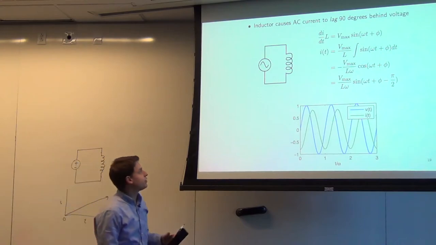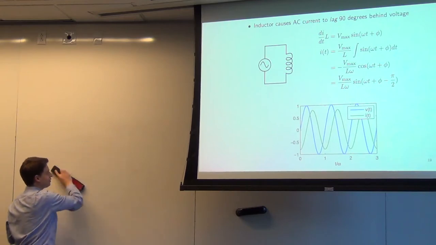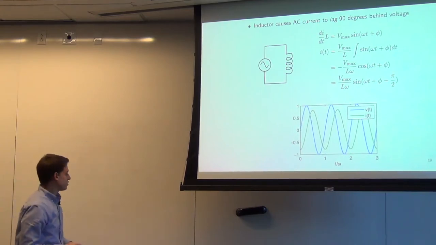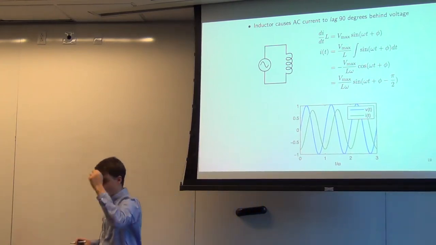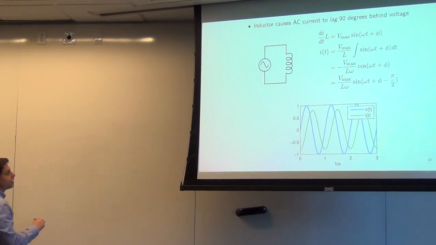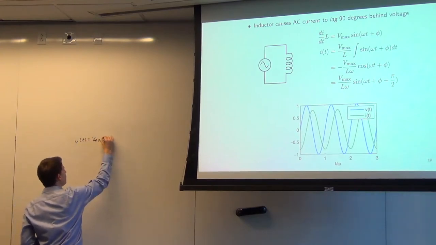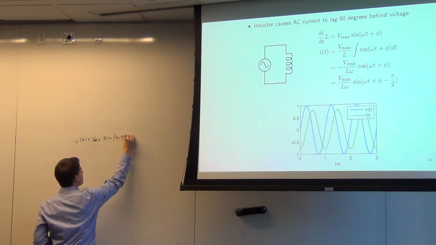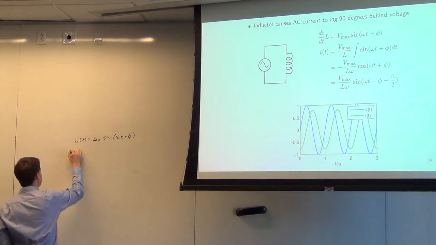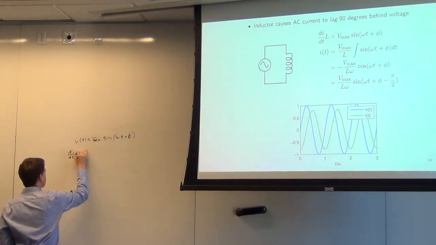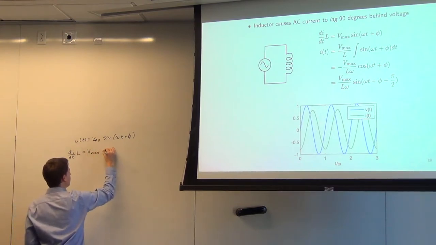Now let's look at what happens in an AC circuit. We're going to do this using pretty basic calculus again. So let's hook up the circuit, where instead of a DC source we now have an AC voltage source. Remember, the AC voltage source says that V(t) equals Vmax times the sine of omega t plus phi. And the law for inductors said that L times the derivative of the current with respect to time equals V, which in this case is Vmax sine of omega t plus phi.